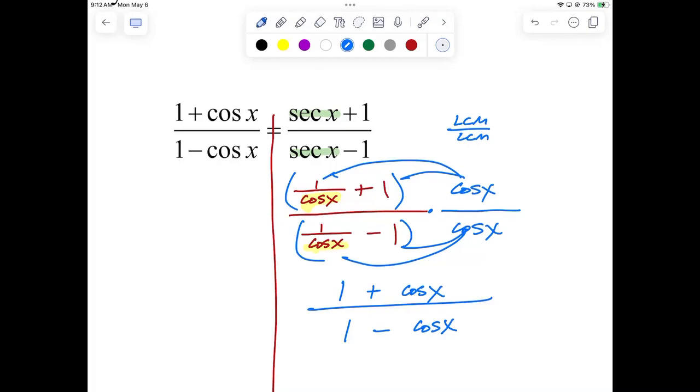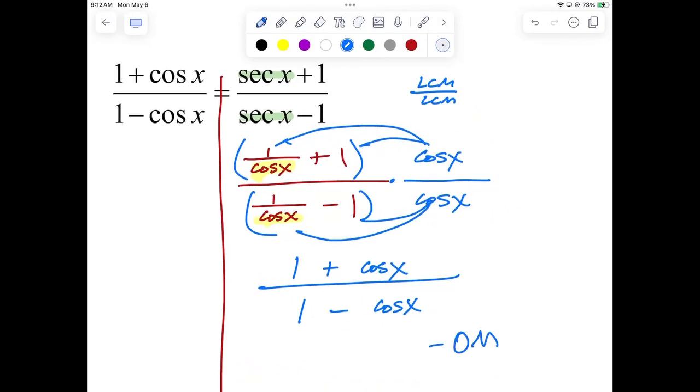compared to the left-hand side, how are we doing? Oh my God, we got it.